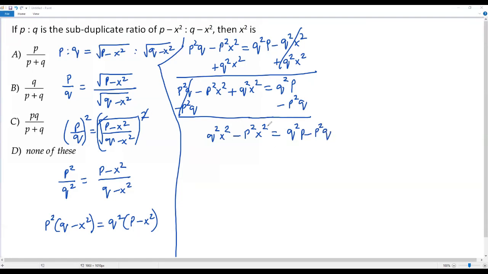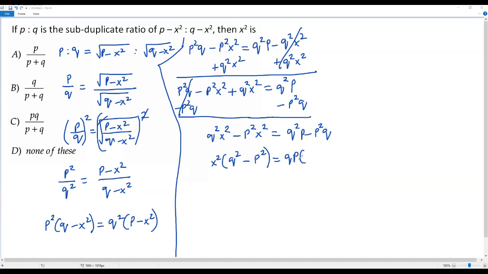Now we can factor x square out from the expression on the left side, because both the terms contain x square. When I factor x square out, I have q square left in the first term, and negative p square in the second term. And also, what is the greatest common divisor for the two terms on the right side? That can be factored out. I think q times p is the greatest common divisor for these two terms. So we can factor that out.